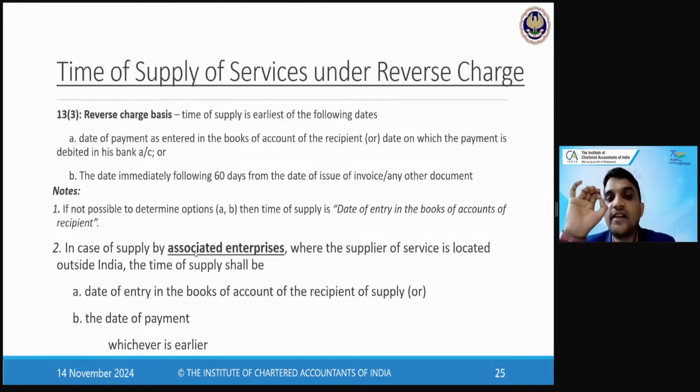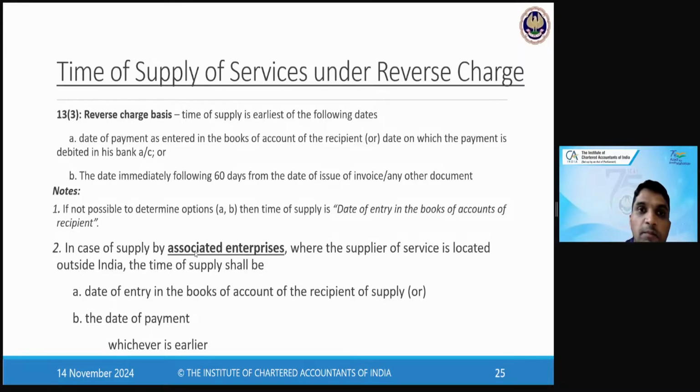Yes. Having at least 20% shareholding, but less than 50%. Why less than 50%? Because if it is more than 50%, it is a holding subsidiary company. So holding subsidiary are also associate, correct? So anybody who are holding more than 20% is called as associate enterprises. Now, when you have any associate enterprises outside India, okay, in case of associate enterprises where the supplier of service is located outside India, the time of supply will be date of entry in the books of accounts of the recipient of supply or the date of payment, whichever is earlier.